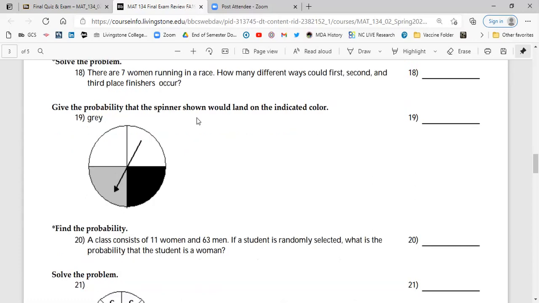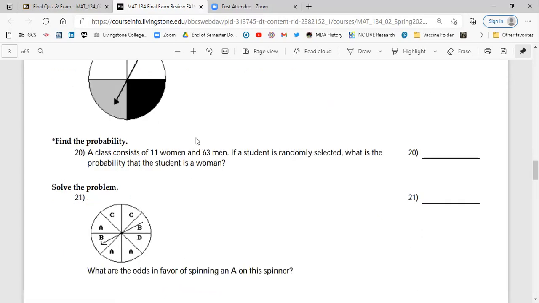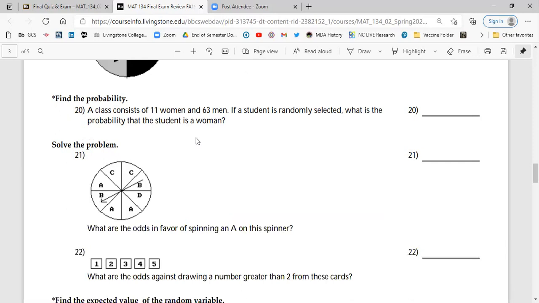Given the probability that the spinner shown would land on the indicated color, gray. Questions with that? So it's basically 1/4. Number 20. A class consists of 11 women, 63 men. If a student is randomly selected, what is the probability that the student is a woman? So you have to add those two up to get 74, so it would be 11/74.